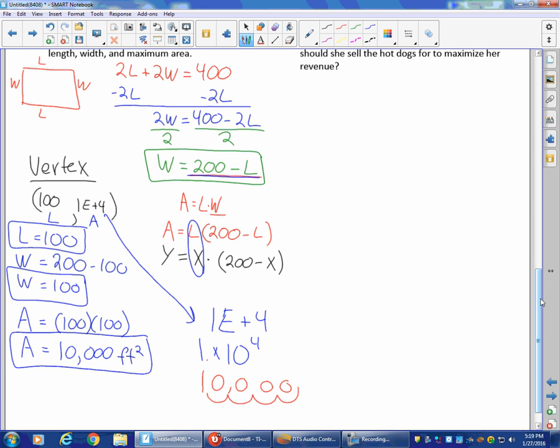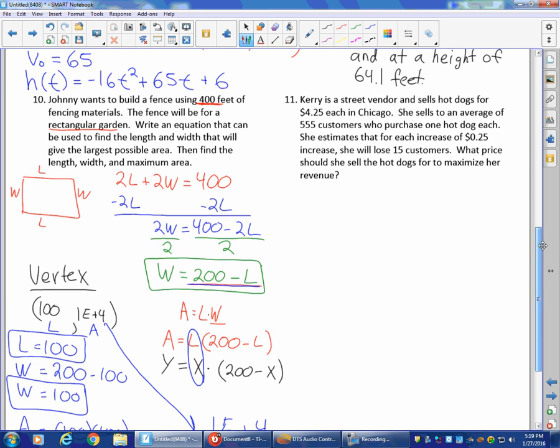Our last problem takes us to a revenue type problem. And, oh, hold on. Units, remember? Okay, so in this problem, it may help out to kind of think about it like this.